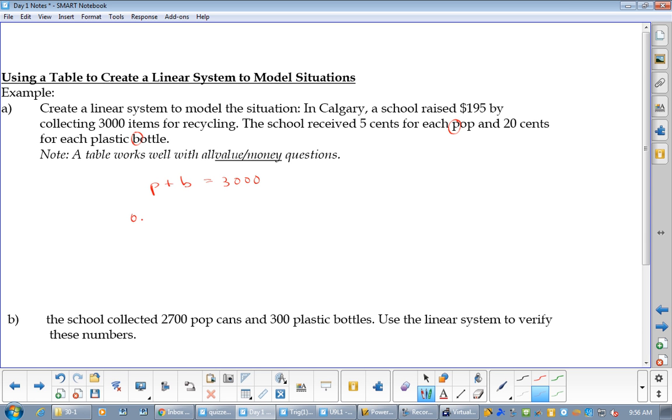Okay, 0.05 P plus 0.20 B equals 195.00. And the more you do, you just see the redundancy, right? But always take the worth of one pop times the number of pop, plus the worth of one bottle times the number of bottles, equals your total money. So the first one I deal strictly with the numbers. The second one I do strictly money.